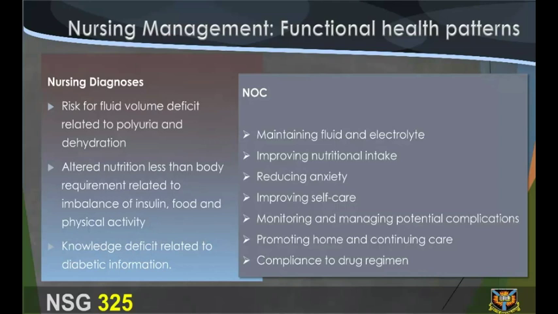Nursing diagnosis: risk for fluid volume deficit related to polyuria and dehydration, altered nutrition less than body requirement related to imbalance of insulin, food and physical activity, knowledge deficit related to diabetic information. NOC: maintaining fluid and electrolytes, improving nutritional intake, reducing anxiety, improving self-care, monitoring and managing potential complications, promoting home and continuing care, compliance to drug regimen.